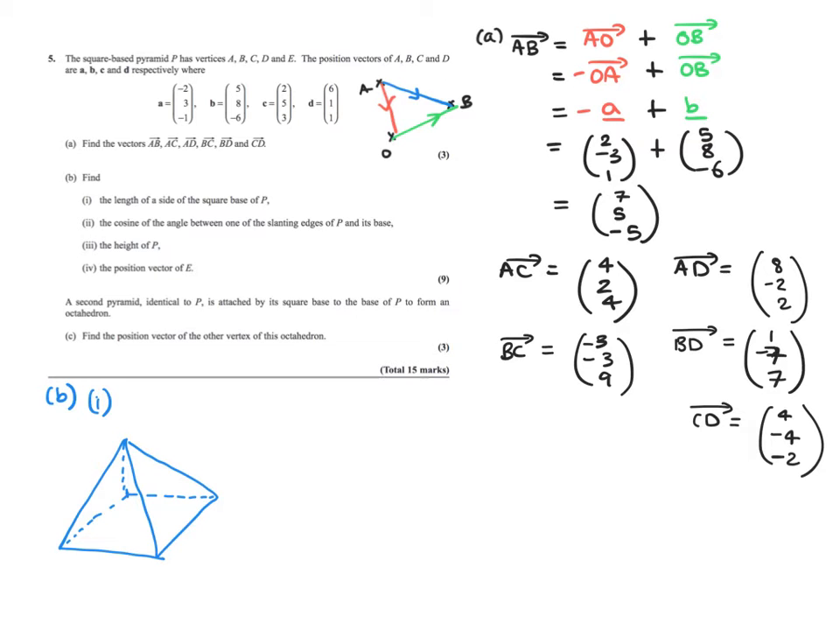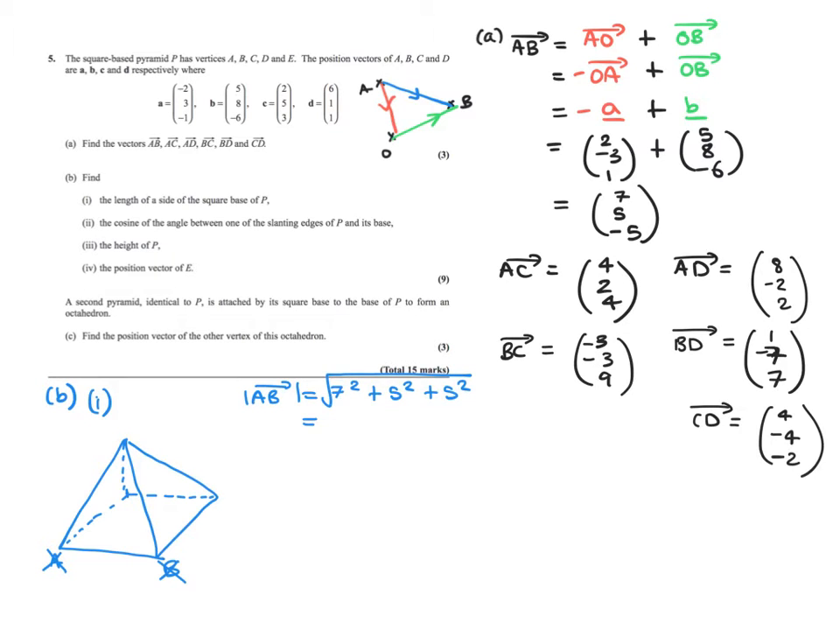Now, part B, part 1, find the length of a side of the square base P. Now, a really bad error to make here would be to just work out the magnitude of AB and assume that this looks like AB here and here, but actually we don't know that it's necessarily the case. So what I'm actually going to do is work out the magnitude of each of these vectors and see what we get. So remember, to work out the magnitude of a vector, it is essentially Pythagoras' theorem. In 3 dimensions, you can ignore any negative signs because the values are being squared.